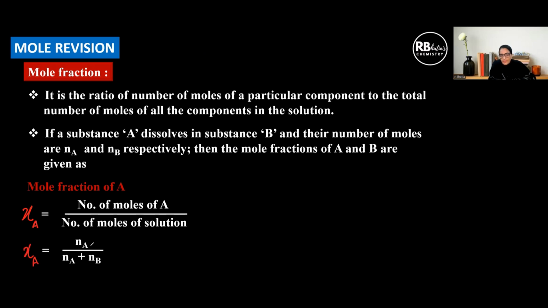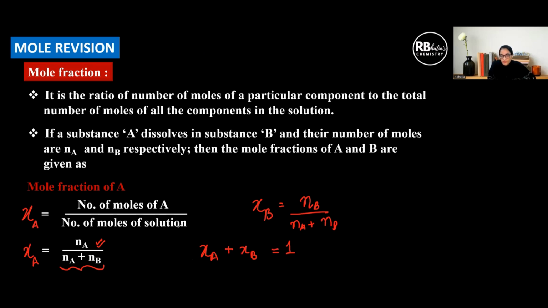So chi A is equal to Na upon Na plus Nb, the number of moles of one component upon the total number of moles. Similarly, if I wanted chi B, it would be the number of moles of B upon the number of moles of A plus the number of moles of B. And you understand, in a binary solution, binary means a two-component solution, the mole fractions of both components will add up to 1.